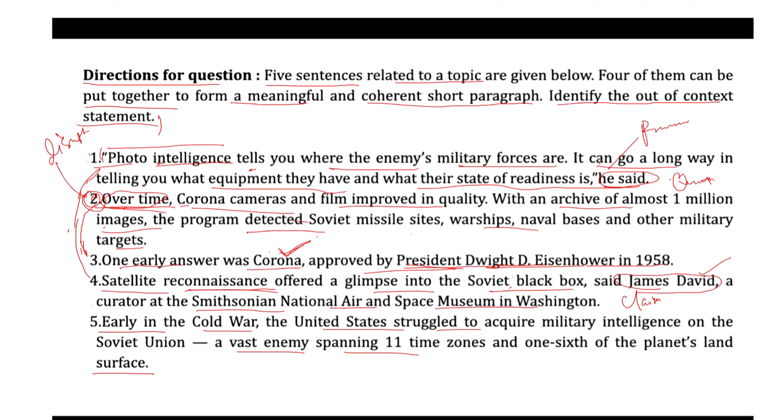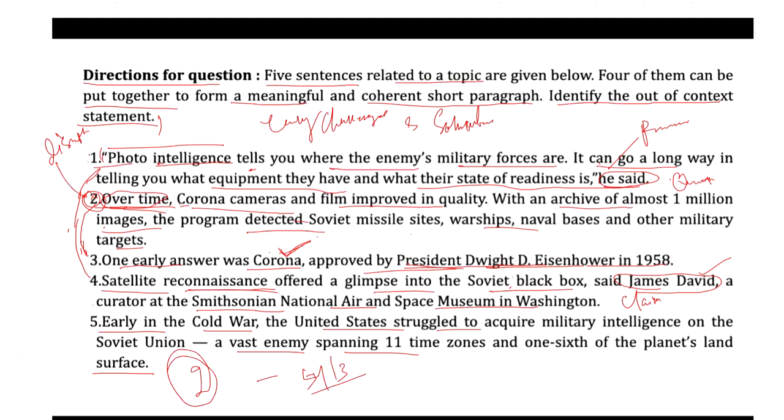Early challenges and solutions, right, presented in the other statements. So in that case, we could find out option 2 would be the odd one out. And whereas the sequence should be what? 5, 4, 1, 3. Isn't it?